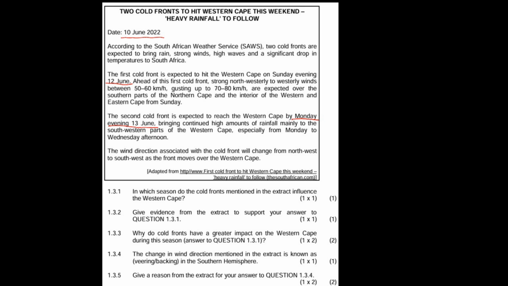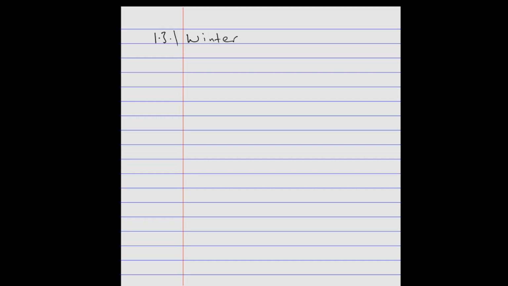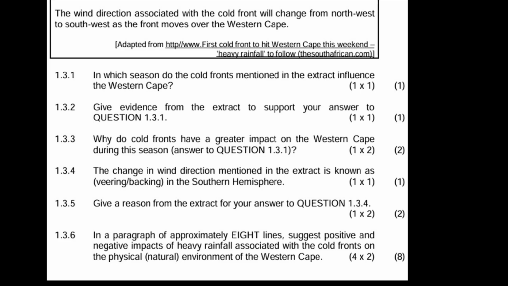Let's do the first question. 1.3.1. In which season do cold fronts mentioned in the extract influence the Western Cape? Cold fronts pass over the southern part of South Africa during winter. The next question, 1.3.2. Give evidence to support your answer.